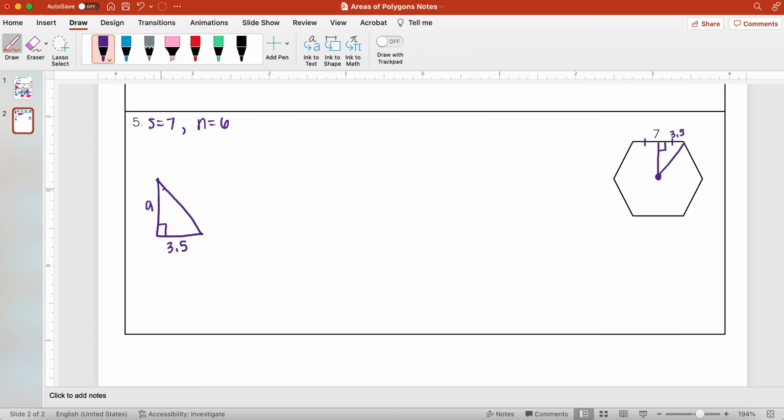And now again, we need to figure out what this angle measure is right here, like we did before. Now I know these two angles are the same. So I need to first find my central angle, and then I'm going to divide that in half. So I remember from before that my central angle is just 360 divided by the number of sides, which here is 6. And so I get that that is 60 degrees. And so to find out what this angle measure is right here, I just need to do 60 divided by 2, and I get 30 degrees.